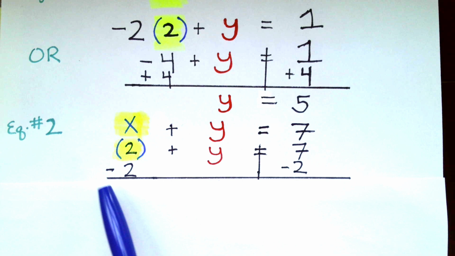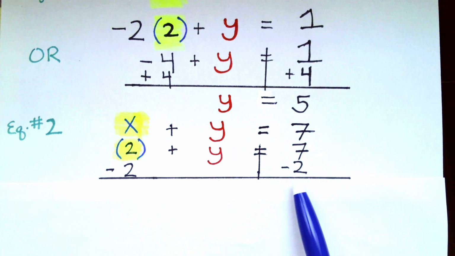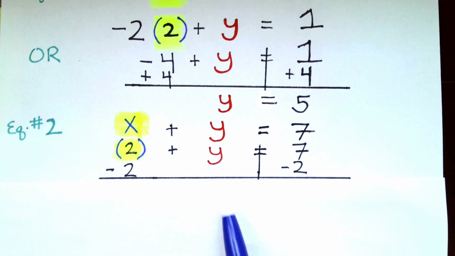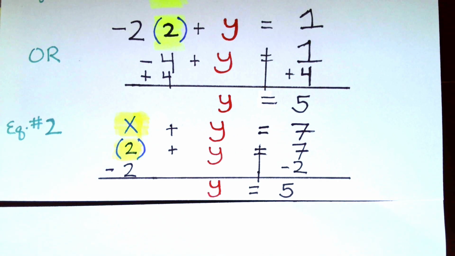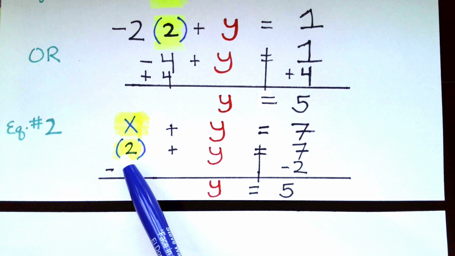But what I do to the left side of the equal sign, I've also got to do to the right side of the equal sign. So 2 minus 2 is 0. Bring that y down. Bring down the equals. What's 7 minus 2? Y equals 5. Y equals 5.